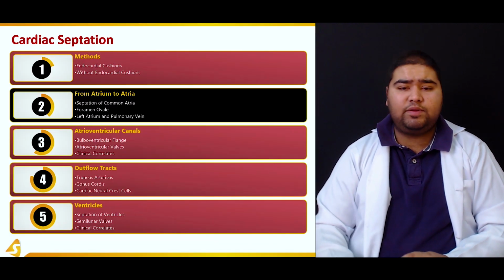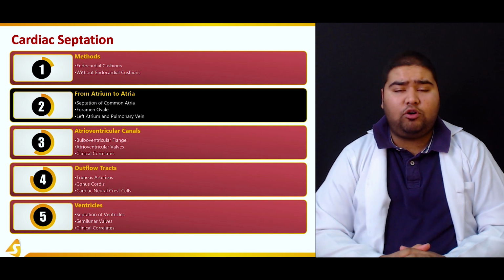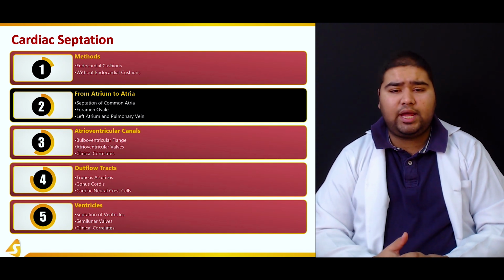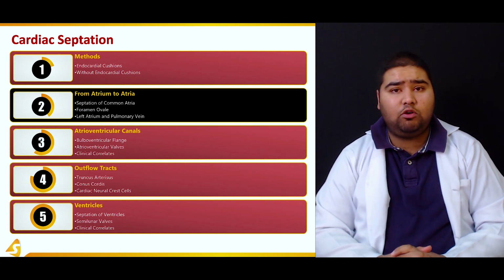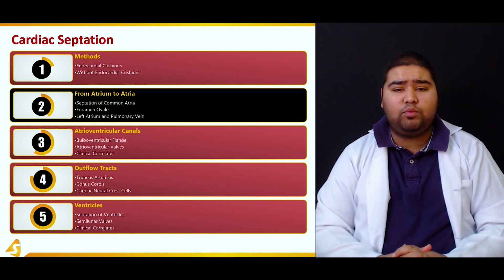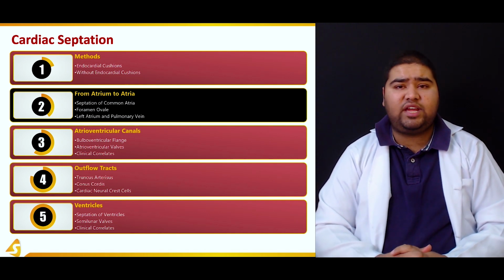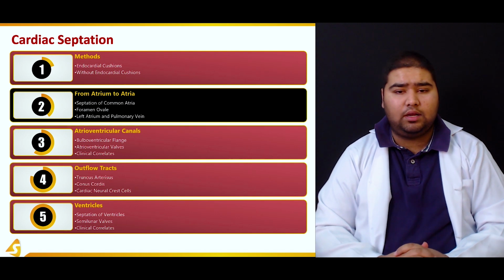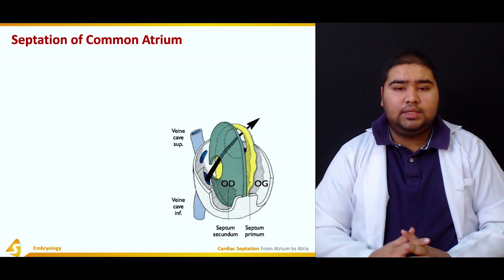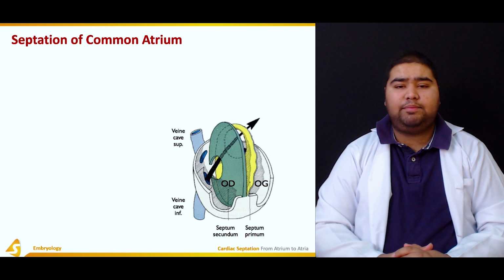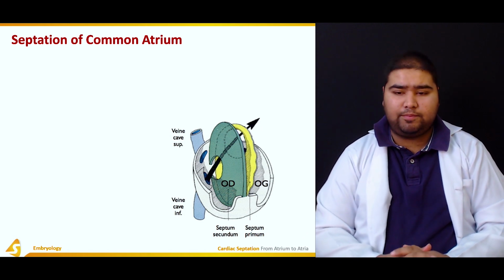This section has been further subdivided into the formation of septum within the common atrium, what role the foramen ovale plays, and finally we'll talk about the fate of the left atrium and the pulmonary vein. So firstly, let's talk about septation of the common atrium.